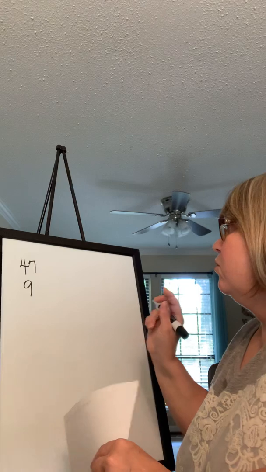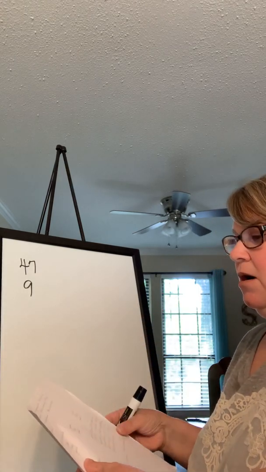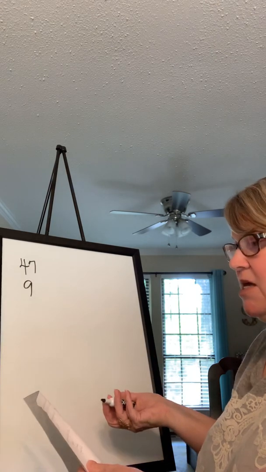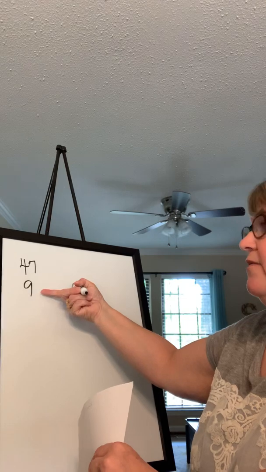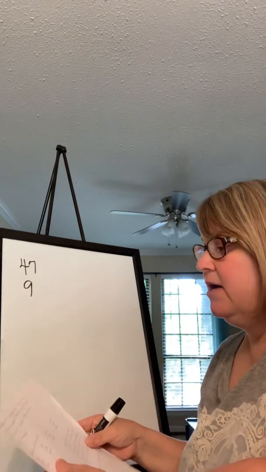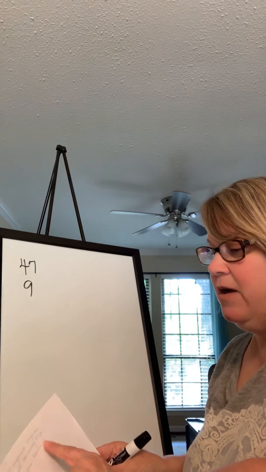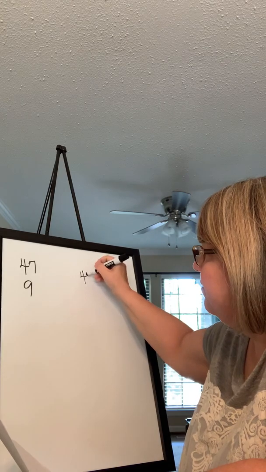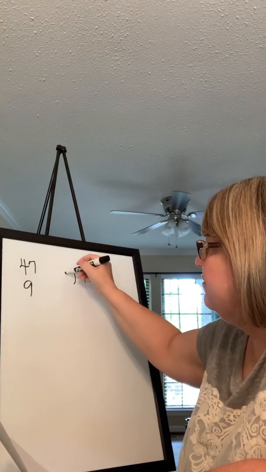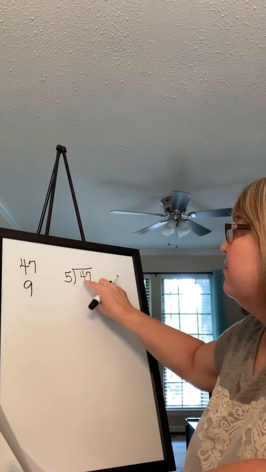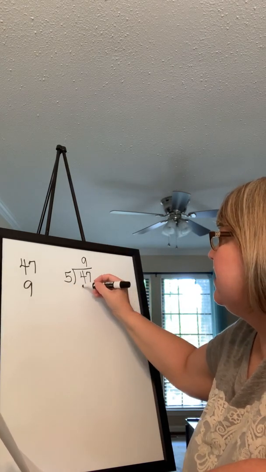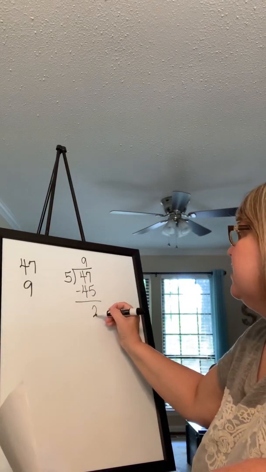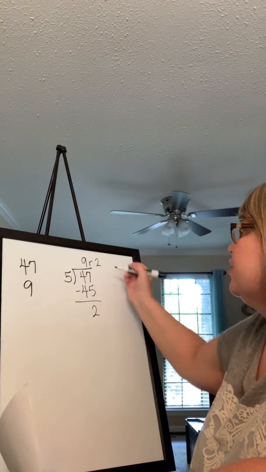So if it just asks us how many muffins were in each, then we would say 47 divided by 9. But it then goes on to say how many bags had exactly 5 muffins. So we would divide 47 divided by 5. It fits in 9 times. 9 times 5 is 45, and subtract 2. So we have 9 remainder 2.